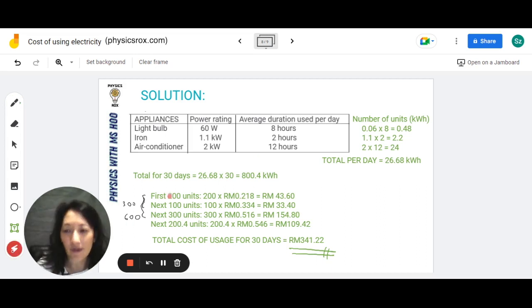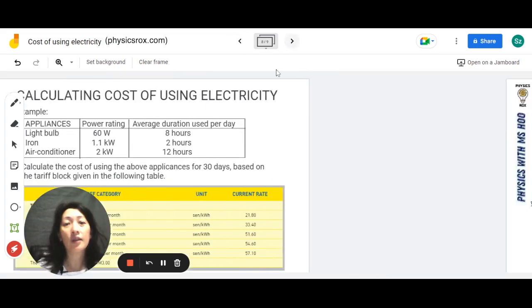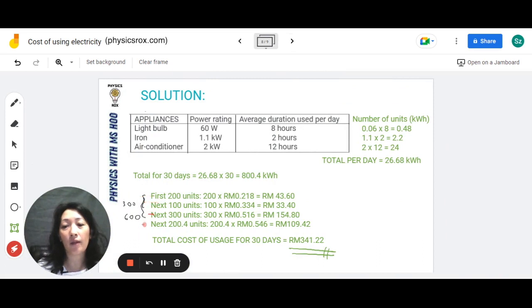So remember, when you want to calculate the cost of using electricity, especially if the question's asking you for a whole month of 30 days, calculate the total per day if the question gives you per day. Then calculate that total for the number of days given. So for this question, 30 days, that's why we multiply with 30. Then use the tariff blocks over here to calculate the cost of every block, total it up, and that's how you get the total in the end.